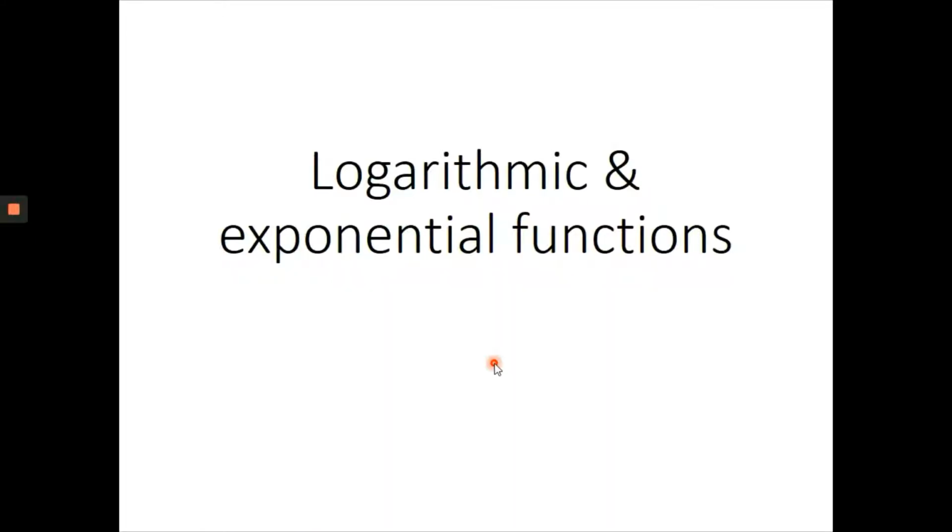In topic 8, we're going to be looking at logarithmic and exponential functions. Now, up until now, we've been working with polynomial functions and rational functions, a rational function being the ratio of two polynomials. In this topic, as I said, we will be working with logarithmic and exponential functions, and these functions have important applications in economics, particularly with regard to growth problems.